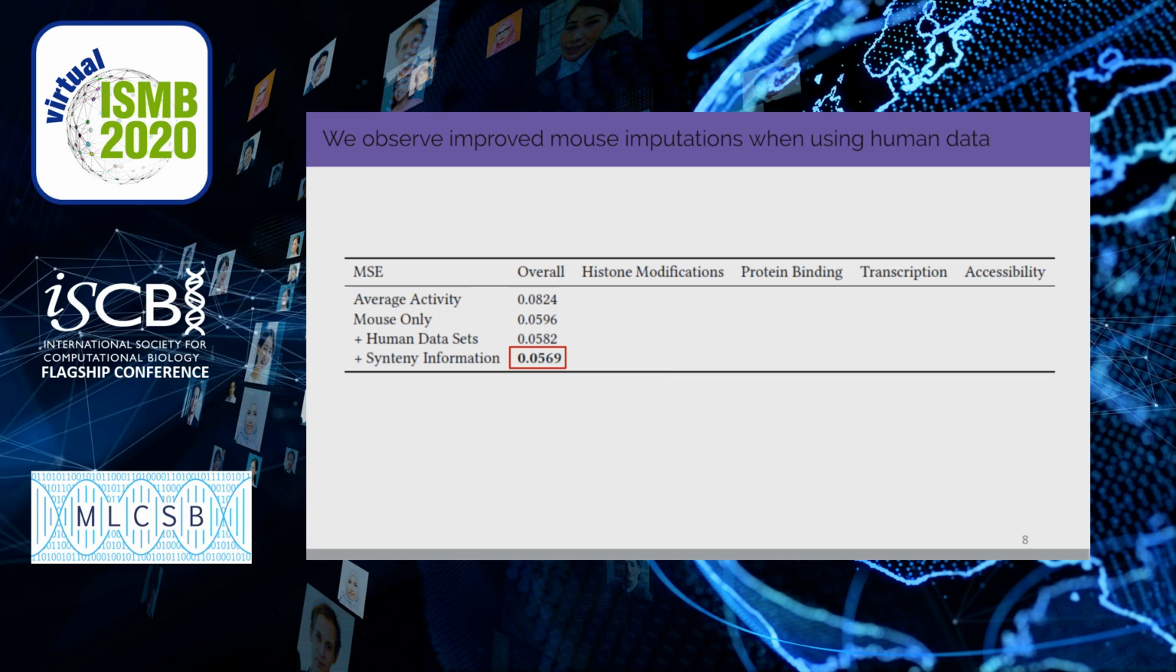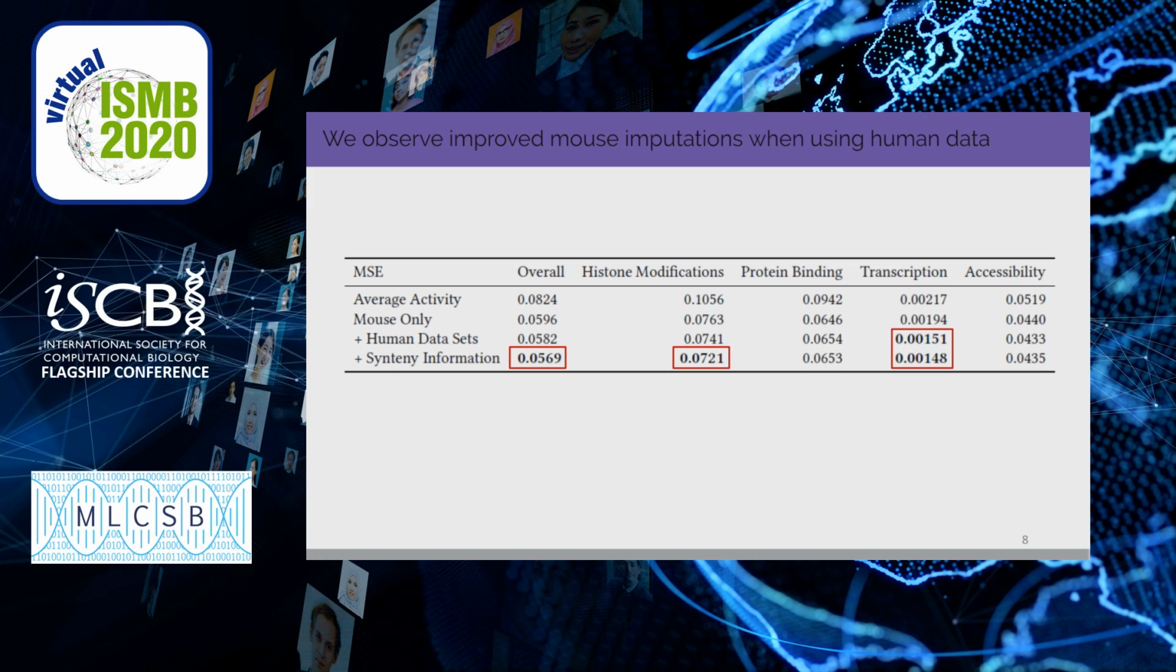What we observed is that the more information that the model had access to, the better the predictions that it made. We can see that the overall error decreased from 0.08 to 0.057 between the average activity and our model. When we broke down this performance by type of biological activity, we observed that we saw the largest absolute gain in performance when looking at histone modification experiments. However, we observed the largest proportional gain in accuracy when looking at transcription experiments. This is important because transcription is a complex phenomena, and this shows that by incorporating human data, we're able to learn about this much better.